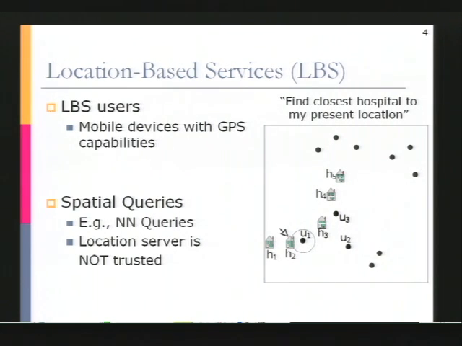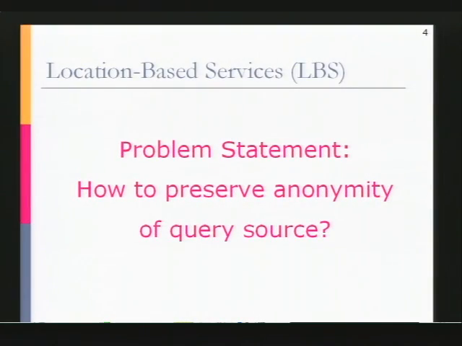In order to process the query and return a meaningful result, the query must contain the location of the user. And this location can be mapped to the user identity, for instance, using signal triangulation, or even with more simple methods. If, for instance, the user issues this query from his residence, then it is very simple to look for this address in a public telephone directory and we can find out who the user was. So the problem that we're trying to solve is how can we still provide these location-based services, and at the same time preserve the anonymity of the query source.